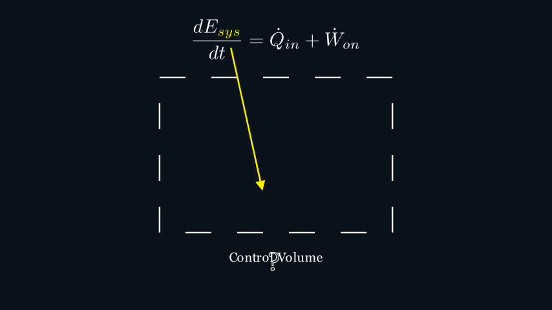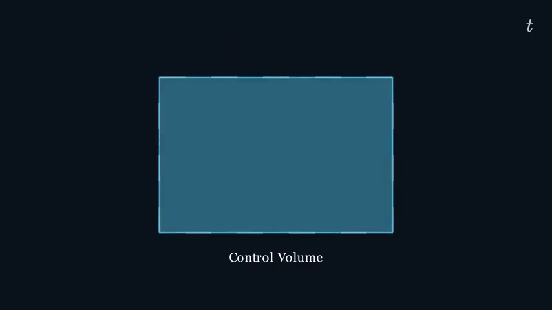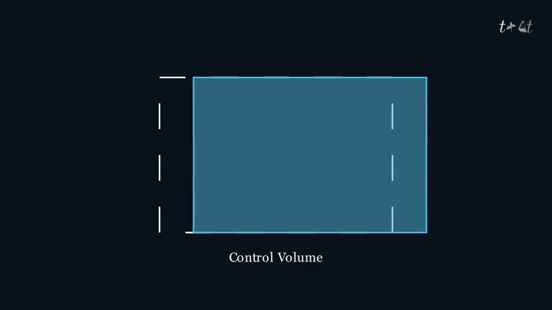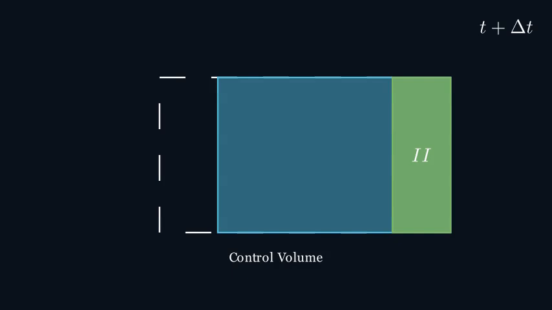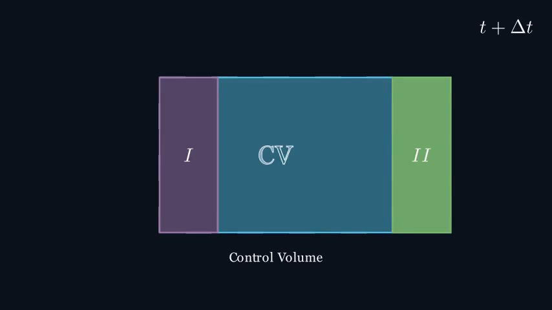So, our challenge is to translate the simple energy law for a moving system into an equivalent law for our fixed control volume. To build this bridge, let's watch what happens over a tiny sliver of time, delta t. At the start, our system of interest perfectly fills the control volume. A moment later, at time t plus delta t, the system has moved. Part of it has flowed out of our control volume, and new fluid has flowed in to take its place.